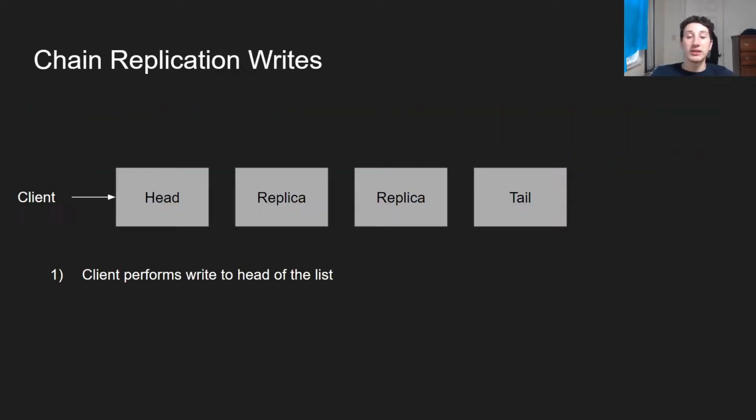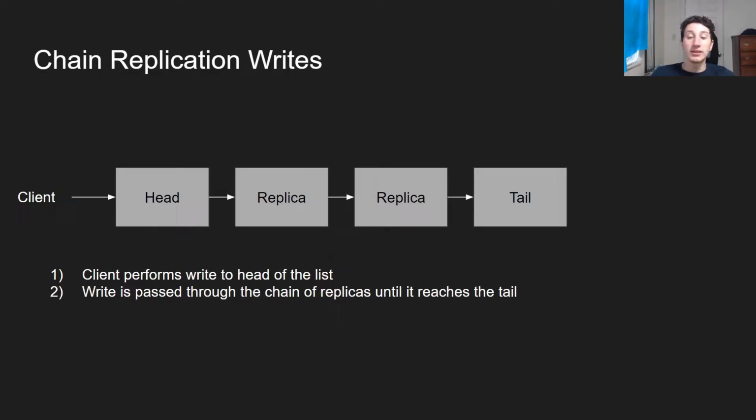So for starters, let's talk about chain replication writes. Imagine we have this chain of database nodes, right? So we have a head, two replicas, and a tail. And then we have a client. What the client does is it first writes to the head of the list. The head is then going to propagate those writes such that the head passes to the first replica, passes to the second replica, passes to the tail, which is the last node in that list.